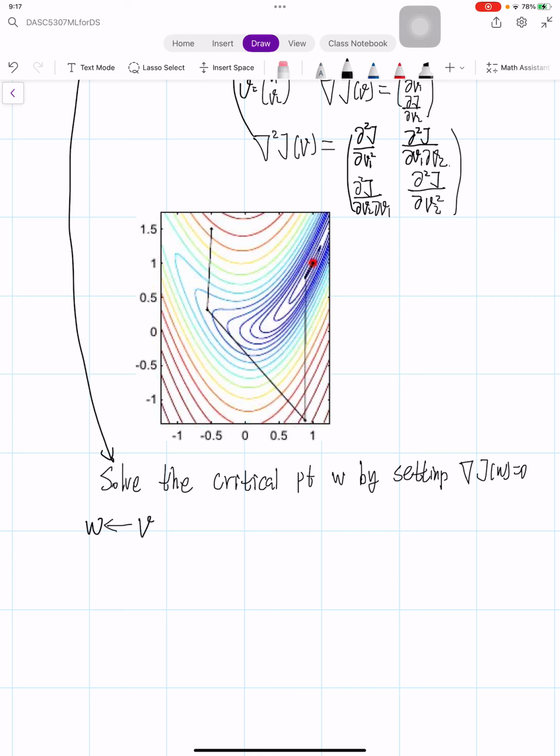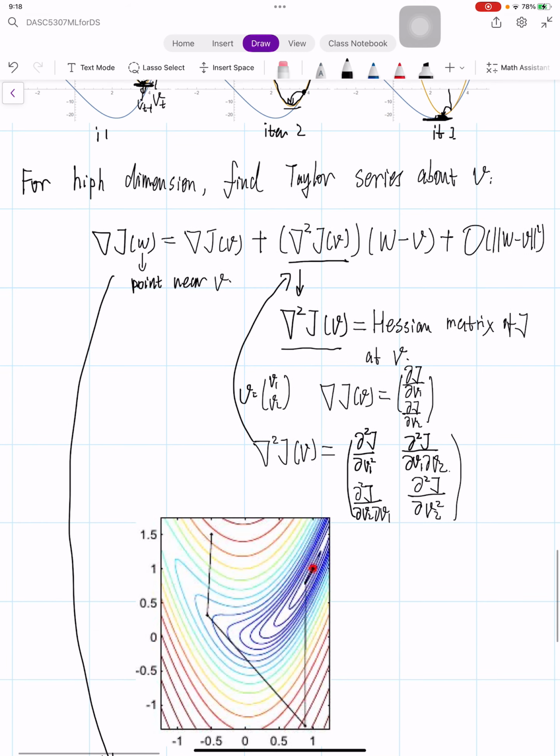by subtracting the gradient, the Hessian matrix. You take the inverse G at V. Okay, so this formula is solved by setting this equal to 0. So if you set this equal to 0 and you solve for W, you solve for W.